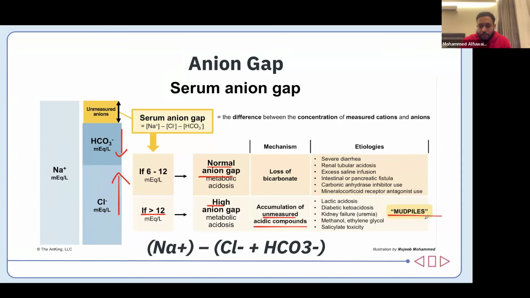Remember MUDPILES: M is methanol, uremia, diabetic ketoacidosis, propylene glycol, iron, lactic acidosis, ethanol, and salicylate, which is aspirin. This is MUDPILES. All of these are telling you that there is an unmeasured acid causing the anion gap. This will help you in the scenario.